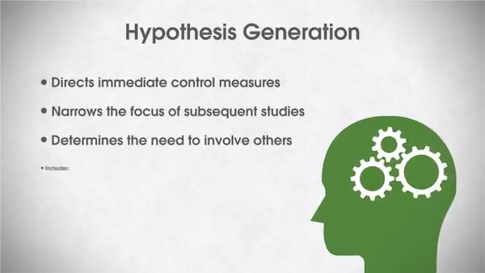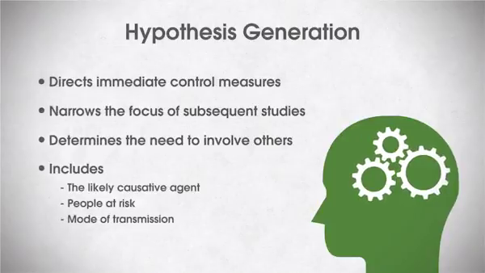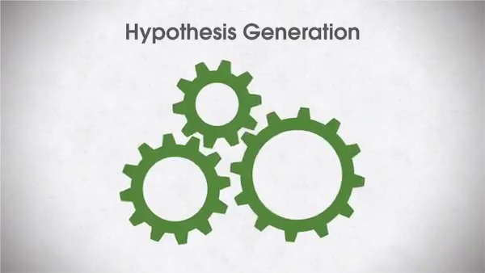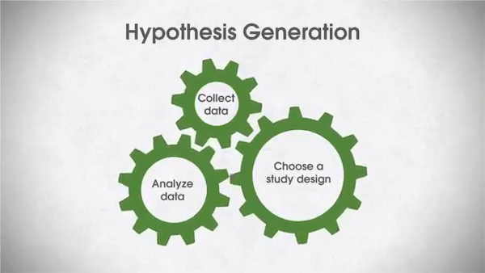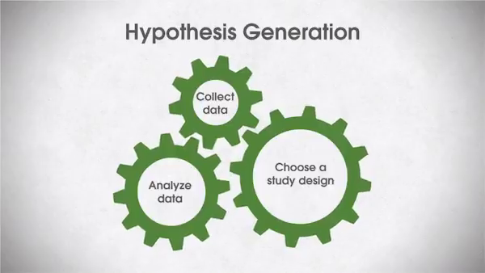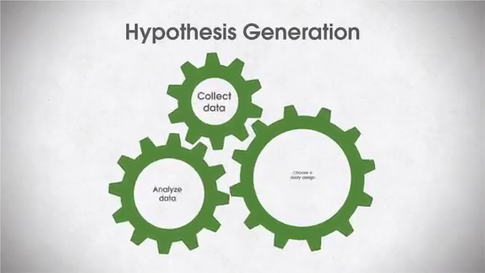The hypothesis includes the likely causative agent, people at risk, mode of transmission, vehicle, and the period of interest. An example of a working hypothesis is: the outbreak is due to a bacterium that caused diarrhea and was spread during the first week of November by a food commonly consumed by children.